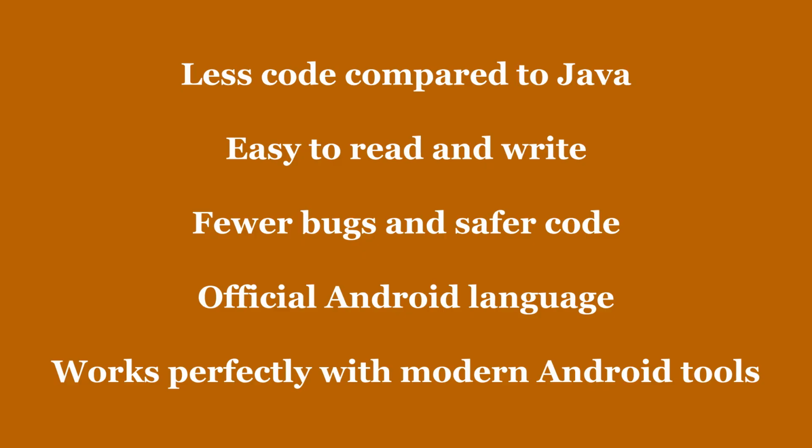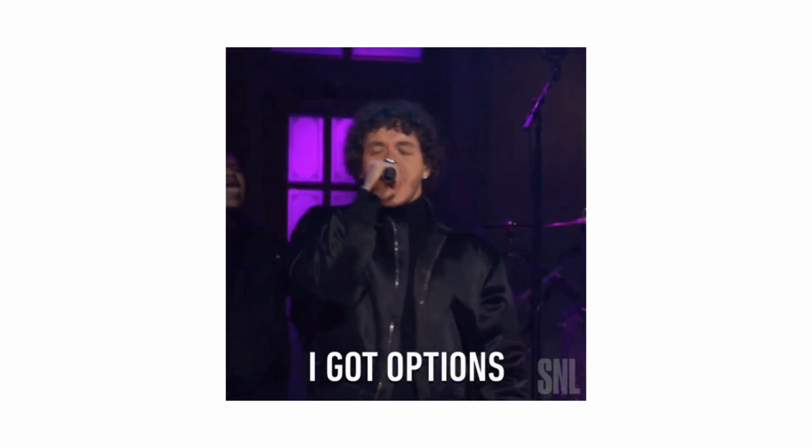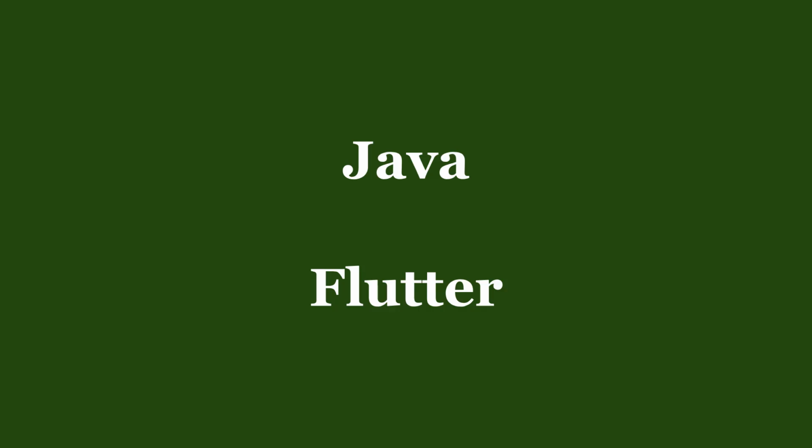video. Why should you choose Kotlin? Kotlin is better because it requires less code than Java, is easier to read and write, produces fewer bugs with safer code, is the official Android language, and works perfectly with modern Android development tools. Kotlin is not the only option. Java is the older Android language, while Flutter uses Dart for cross-platform apps.